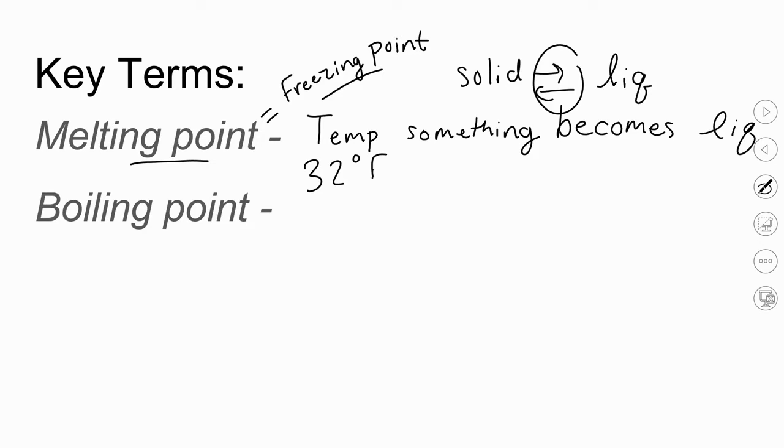32 degrees Fahrenheit. And we're going to use Celsius mostly in this class. So what about Celsius? 0. Yeah, 0 Celsius. Good. So you're going to have to remember that. All right. How about the boiling point? How do we define the boiling point?